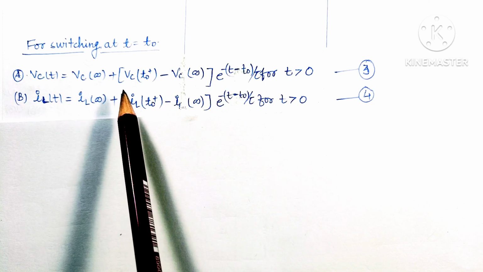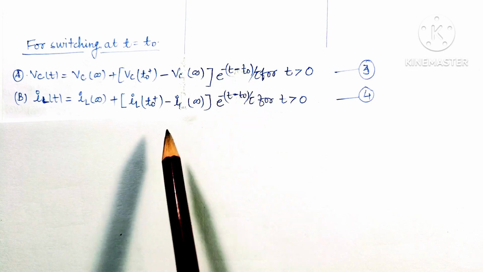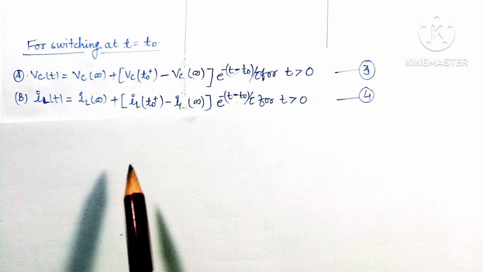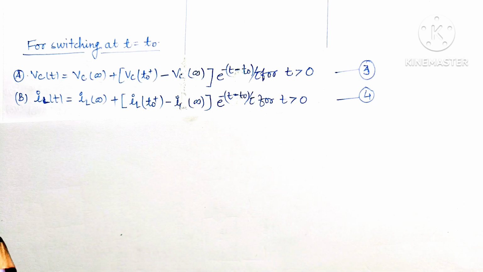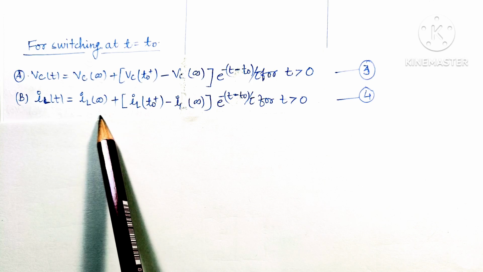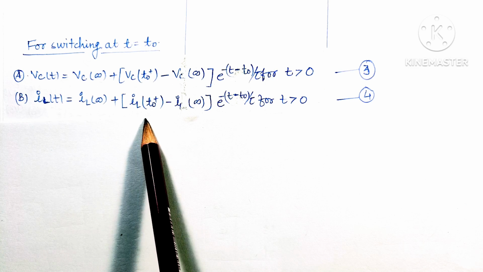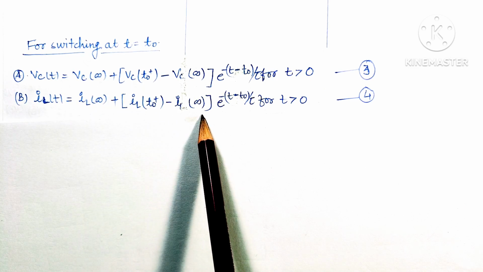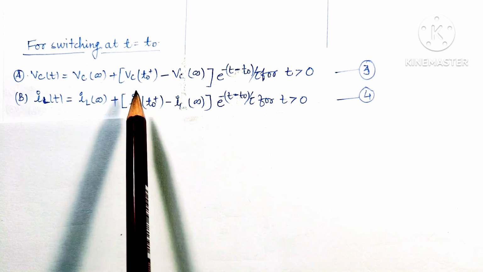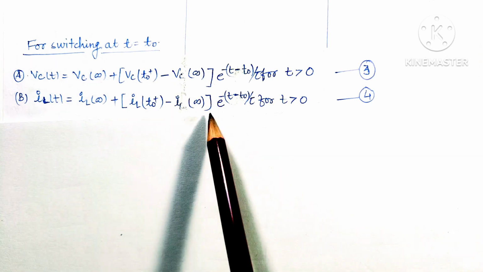When switching was happening at t is equal to 0, the term was e to the power minus t by tau only. But if switching is happening at t is equal to t naught, then this term will be e to the power minus t naught upon tau. Inductor current IL(t) can be written as IL infinity, that is the current passing through the inductor at t is equal to infinity time, plus IL(t naught plus), meaning current in inductor just after switching, minus IL infinity into e to the power minus t naught upon tau. So here this term and this term are different from switching at t is equal to 0 second. So we need to remember these things.